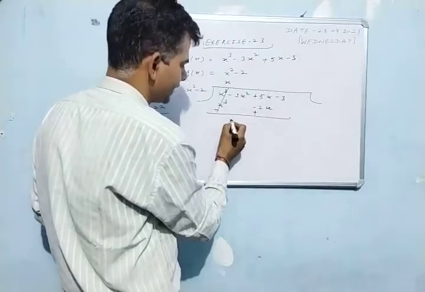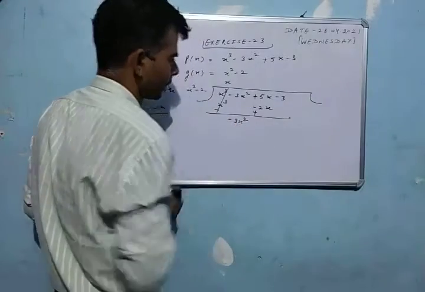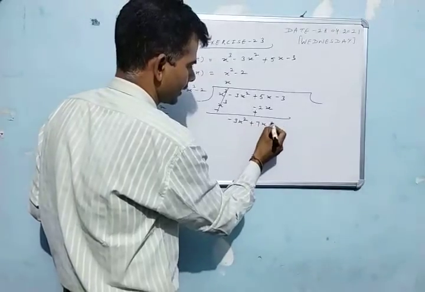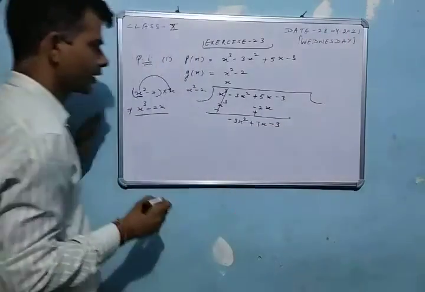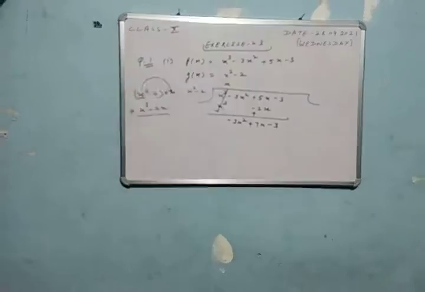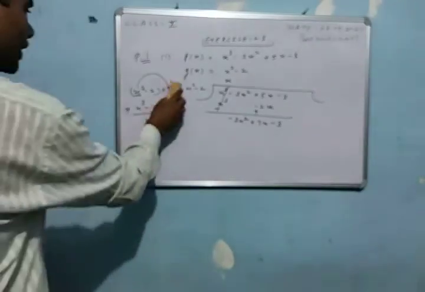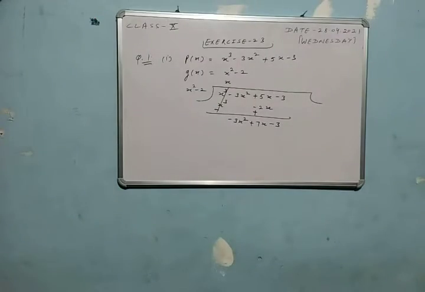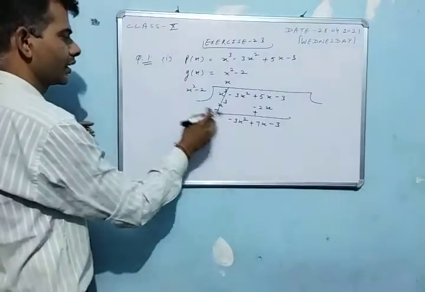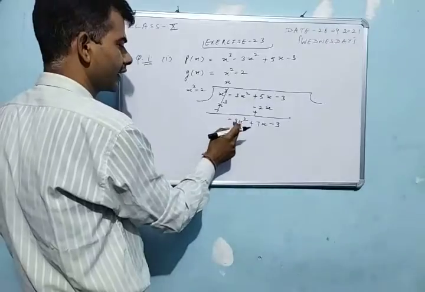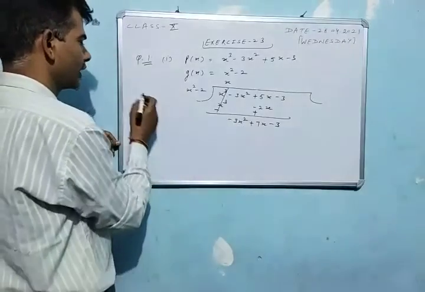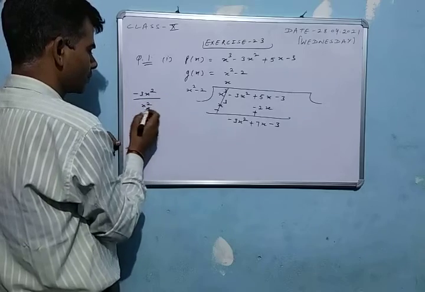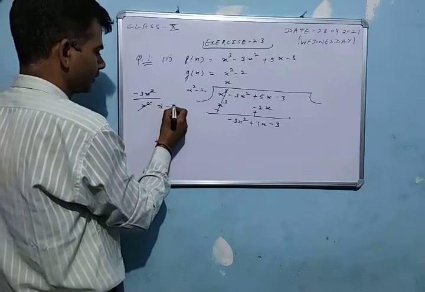Now minus 3x square plus 7x minus 3. Now, students, x square is multiplied by which number so that the result will be minus 3x square? Minus 3x square divided by x square cancels out, giving minus 3.